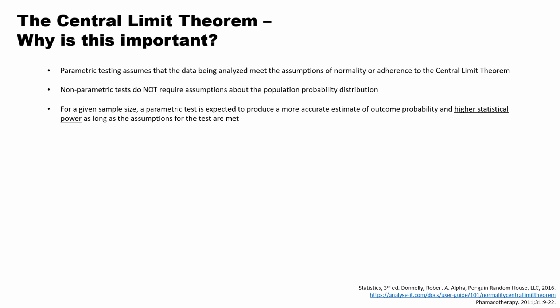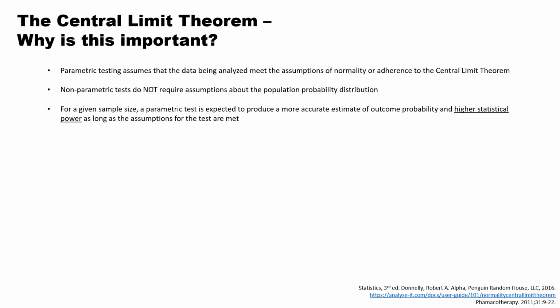But for a given sample size, a parametric test is expected to produce a more accurate estimate of outcome probability and higher statistical power as long as the assumptions for the test are met. So in terms of our ability to find a true difference should one exist, we can increase our statistical power by using a parametric test when it's appropriate as compared to a non-parametric test.